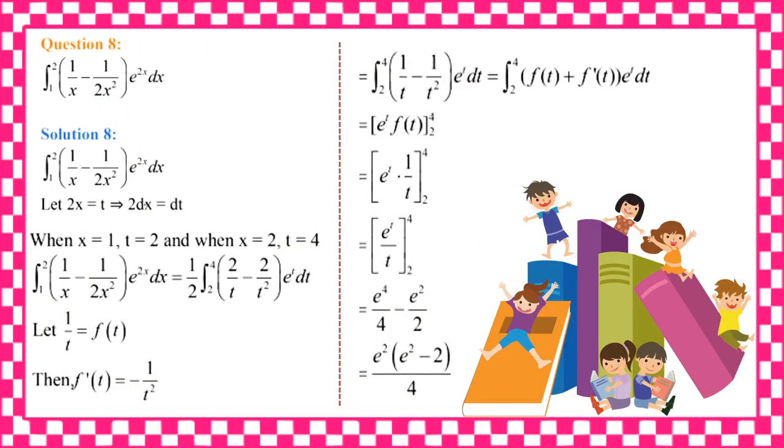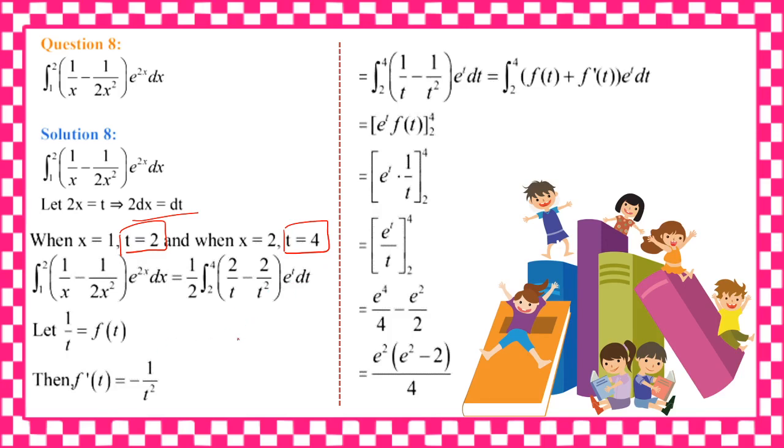Question number 8. Here we assume 2x equal to t. So 2 dx equal to dt. Change the limit: when x is 1, t is 2. And when x is 2, t is 4. New limits are 2 to 4, half 2 by t minus 2 by t square e power t dt.